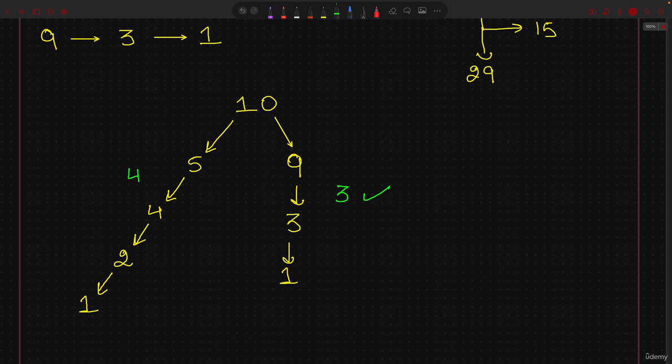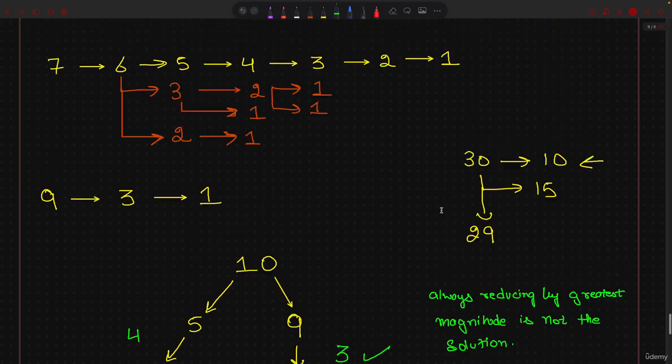Okay. So I can write this down, this as well. Always reducing by greatest magnitude is not the solution. Okay, something which we cleared in this particular example. So let me just reiterate everything which we have discussed.